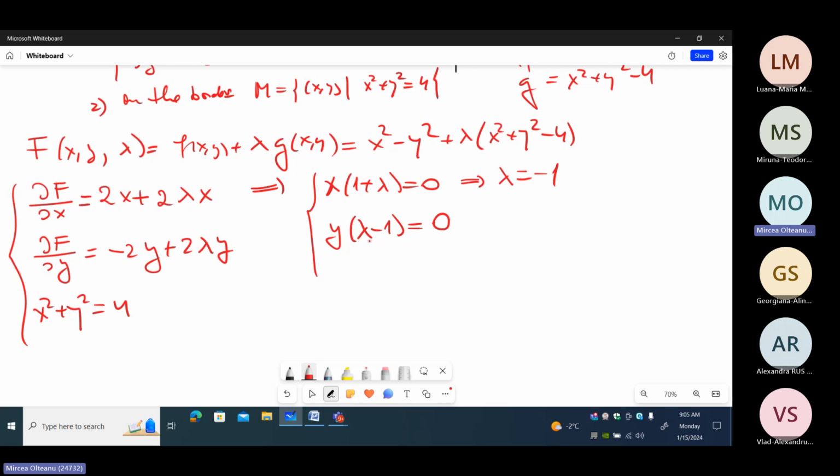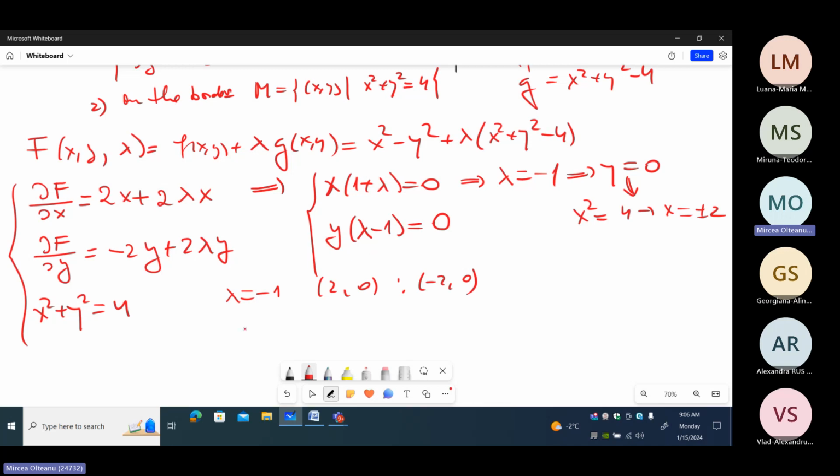Now, if, for example, from the first equation, lambda equals minus 1, if we replace it in the second equation, then necessarily y must be 0. And if y is 0, by replacing it in the last equation, we get x squared equals 4, which means x equals plus minus 2. So we've got the points, when lambda equals minus 1, (2, 0) and (minus 2, 0).